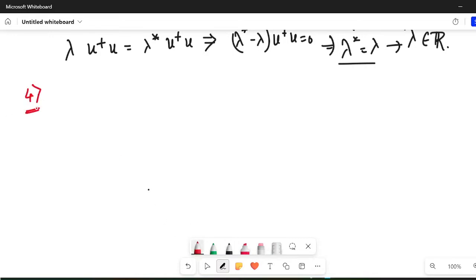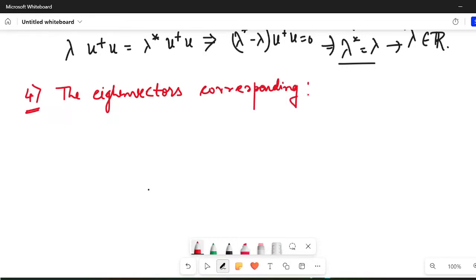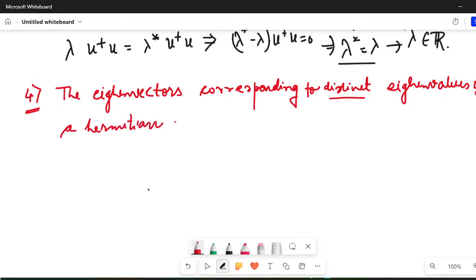Okay, so always remember, I'm writing it here. This is the fourth property that I'm writing for Hermitian matrices: the eigenvectors corresponding to the distinct eigenvalues, I'm writing distinct, please remember, distinct eigenvalues of a Hermitian matrix are orthogonal to each other.